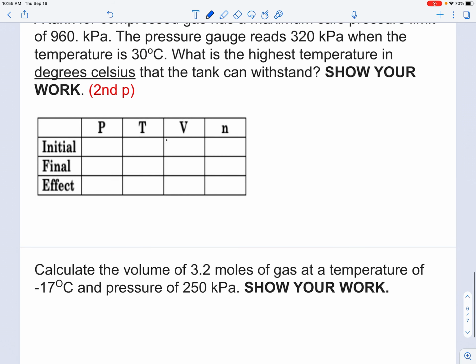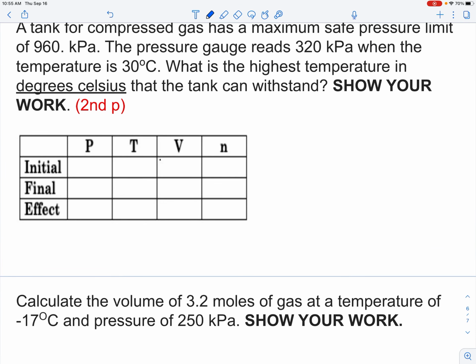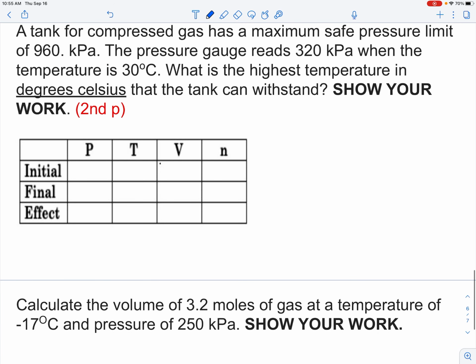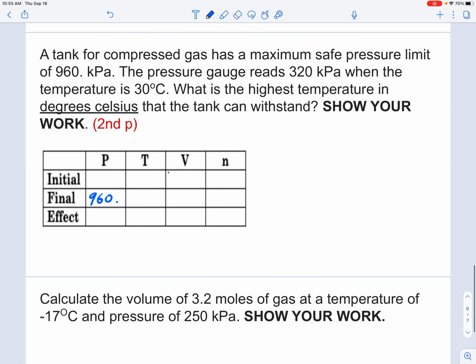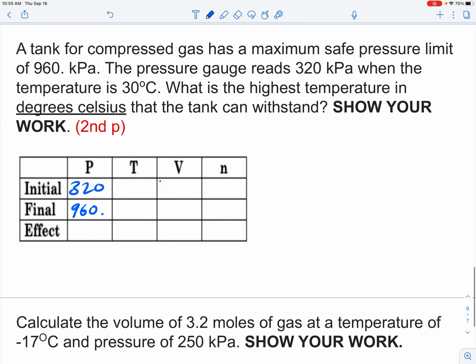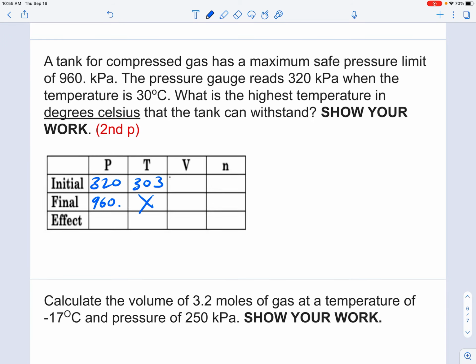The next problem, mainly my second period struggled with this one, but first and fourth, you guys can listen as well if you're at home. So a tank of compressed gas has a maximum safe pressure limit of 960. It'll be logical to make that our final pressure. So 960 is the maximum it can take. The pressure gauge reads 320 when the temperature is 30 degrees, I can't use that in the math. I've got to actually convert that to Kelvin. So add 273, it's going to be 303. What is the highest temperature in degrees Celsius that the tank can withstand?